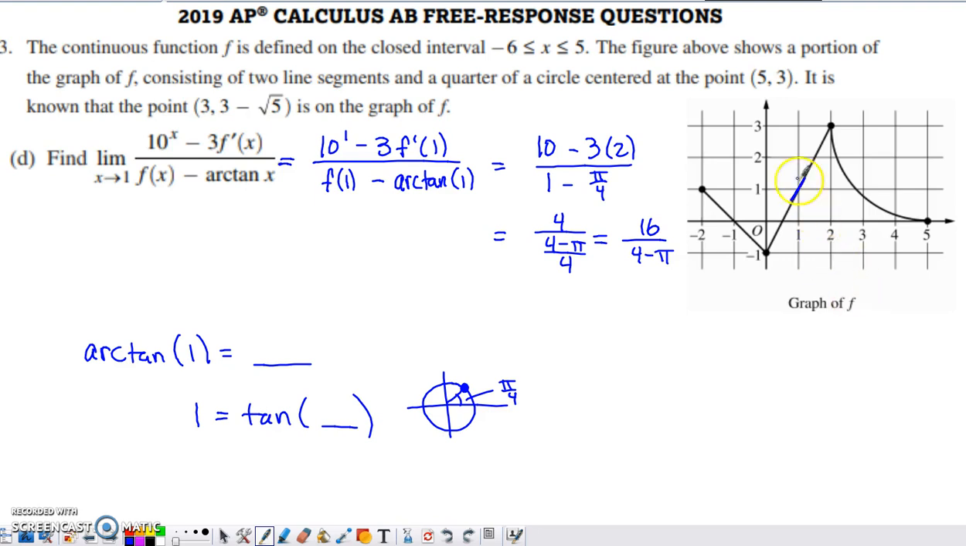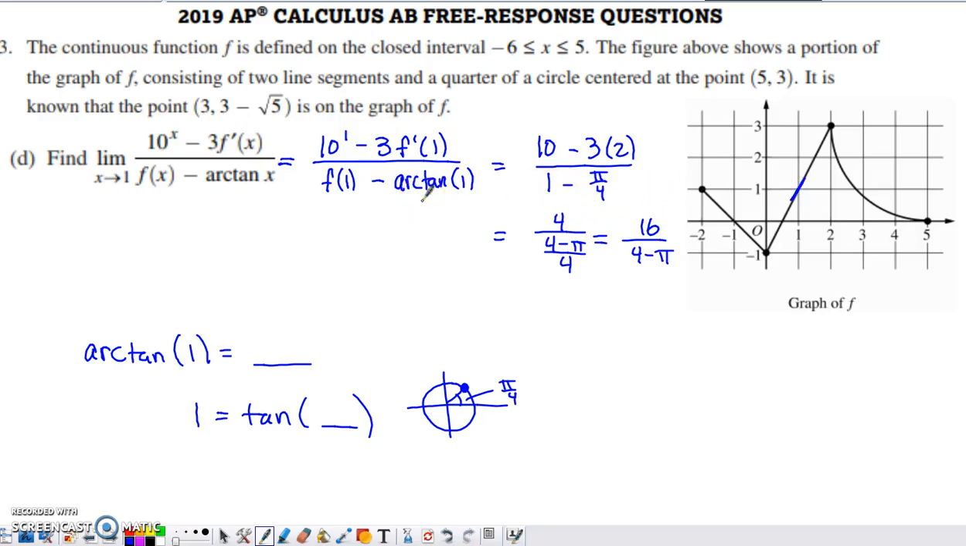You do have to realize how to find f prime of 1. Well, this is a graph of f. F prime of 1 is the slope of this graph at 1. So if you do a rise over a run calculation for this stretch of the graph of f, you end up with 2. So that numerator ends up being 10 minus 6, which is 4. Again, you can leave it like this right here. You don't even have to turn that into a 4 if you don't want to. In the denominator, we have an f of 1. Well, f of 1 is just the value from the graph of f at 1, which is 1.